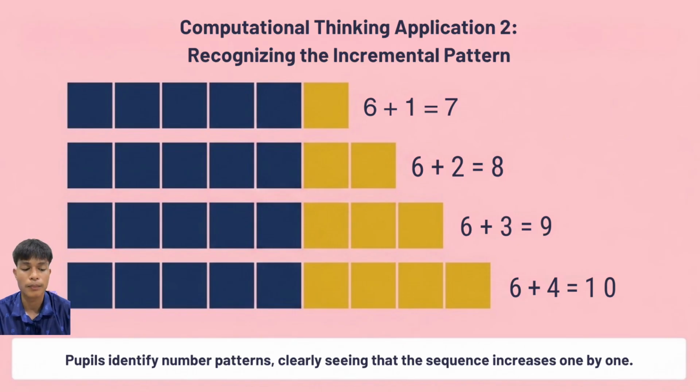From this pattern, pupils can see that the total increases by 1 each time. This helps them understand that the missing number is 4. Pattern recognition is important because it helps pupils see connections between numbers. It also improves their number sense and helps them understand how addition works. When pupils become familiar with number patterns, they can solve future questions more quickly and confidently.